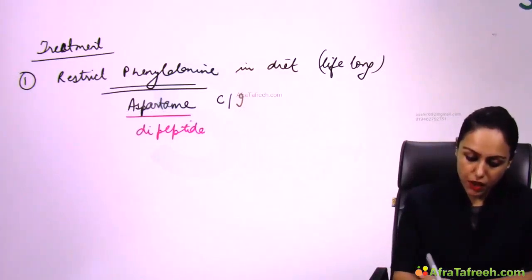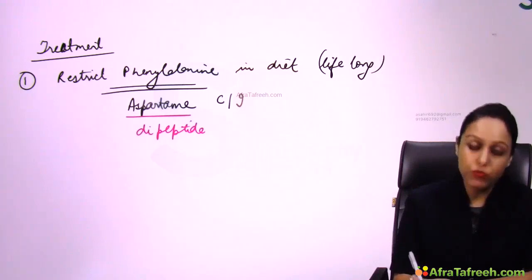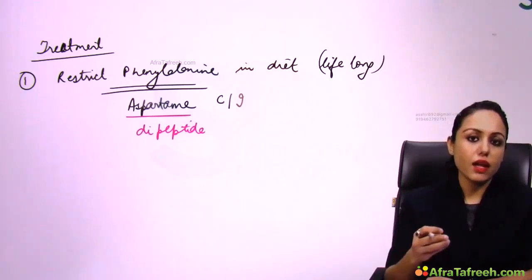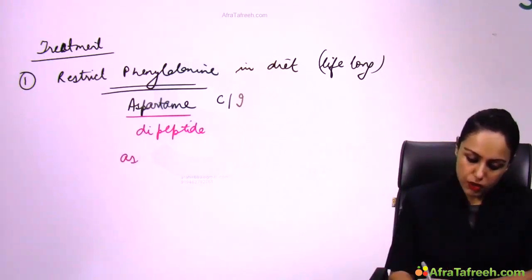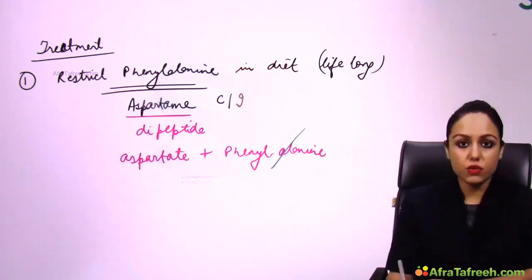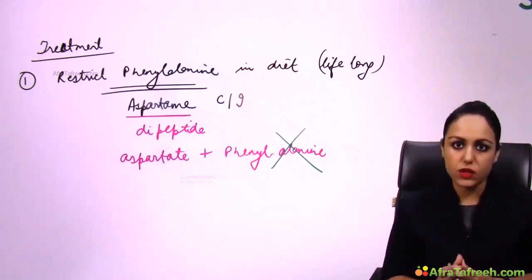Because this aspartame is a dipeptide. Dipeptide means made up of 2 amino acids. It's not 2 peptide bonds. Dipeptide means it is made up of 2 amino acids, and the 2 amino acids are aspartate and phenylalanine. So we have to restrict phenylalanine in these patients. That's why aspartame artificial sweetener is contraindicated in these patients, right?